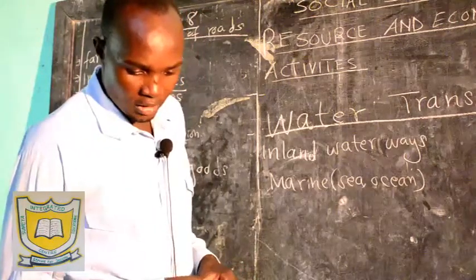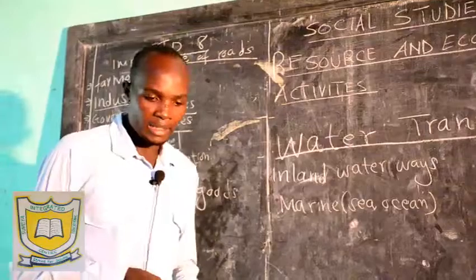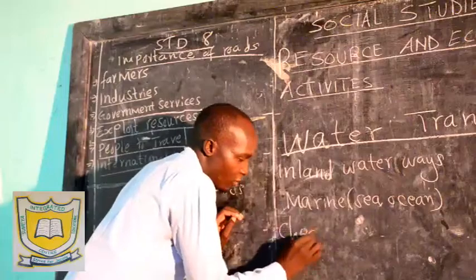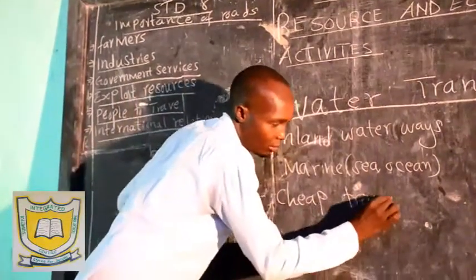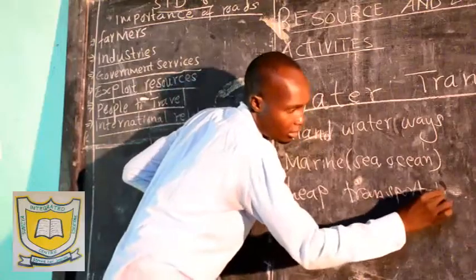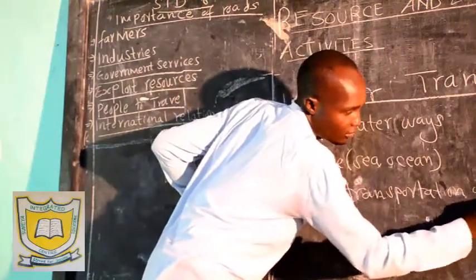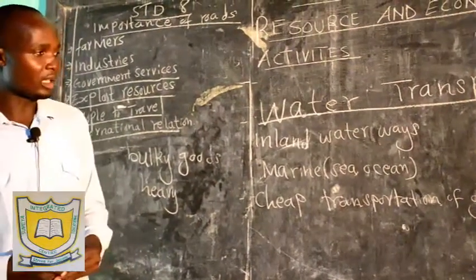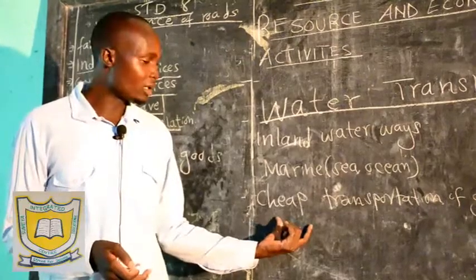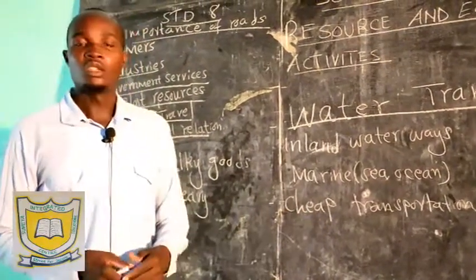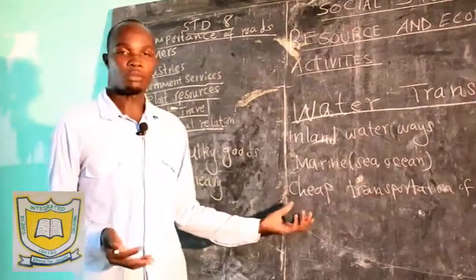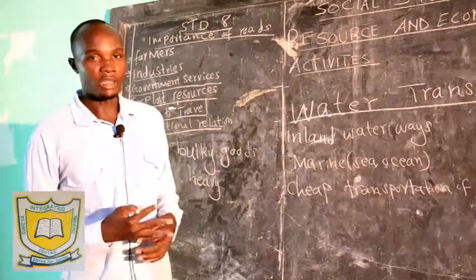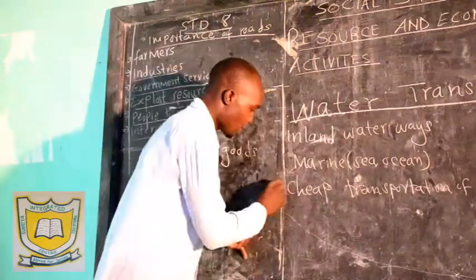So, the importance of using water transport. Number 1, it provides cheap transportation of goods for long distance. We have seen that the Changamwe refinery is found in Mombasa. So you'll find the goods from abroad, that is petroleum products, are transported by water to the refinery where they are refined.